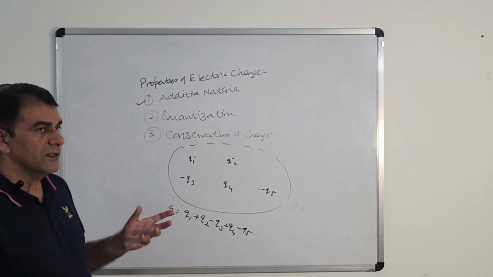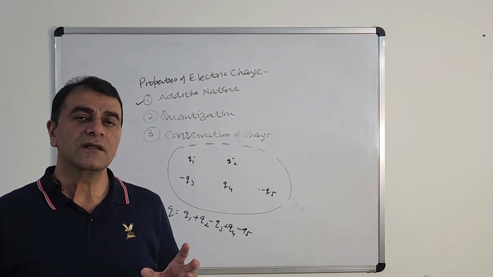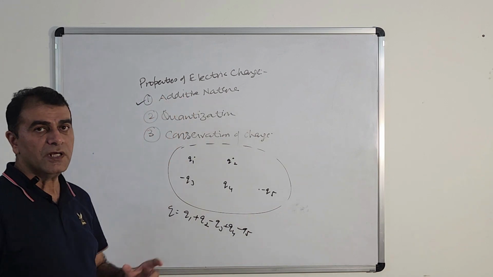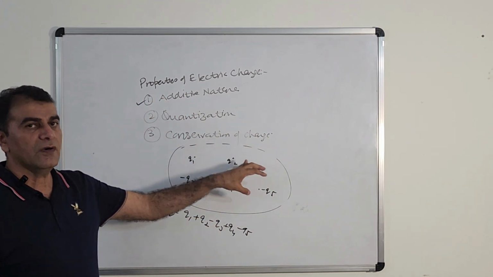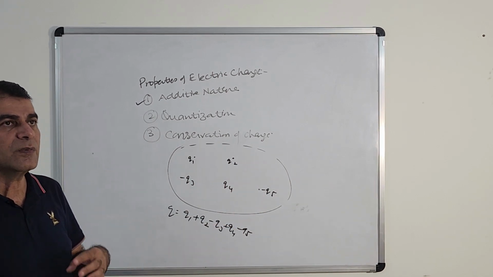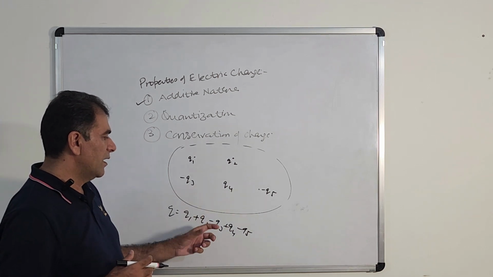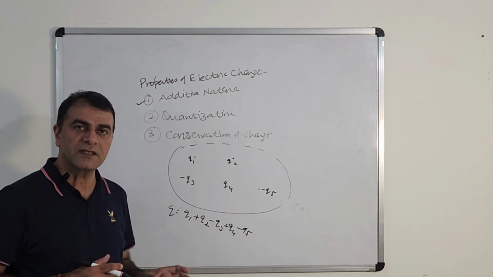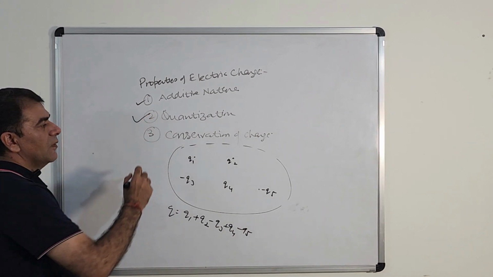So it means charges can be added in a system. This is the meaning of additive nature of charge. The total charge on a system is the algebraic sum of all the charges. When we say algebraic, we have to take the positive and negative signs into consideration. Then the second one is quantization.